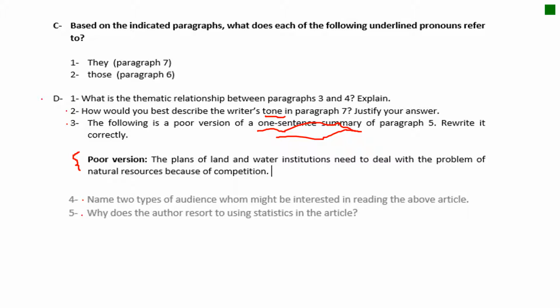Now, why does the author resort to using statistics in the article? I asked this question inversely. We usually took this question like, how does an author achieve credibility, objectivity, and authenticity in a text? You would say the author achieves credibility, objectivity, and authenticity by giving statistics, real-life examples, expert quotes, but I asked it inversely. Why does the author resort to using statistics in this article? Obviously, the author resorts to using statistics in this article to gain credibility, objectivity, and authenticity.